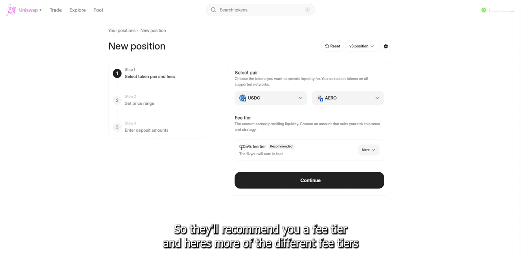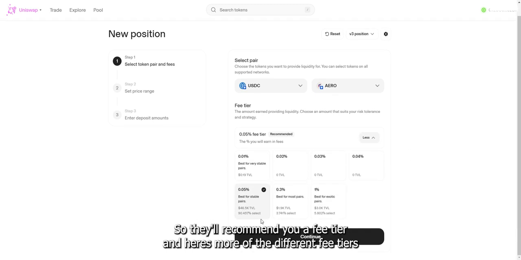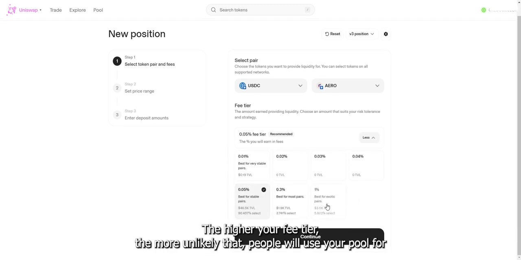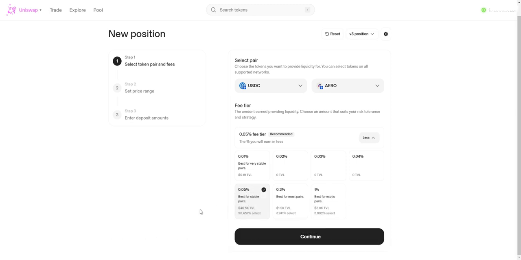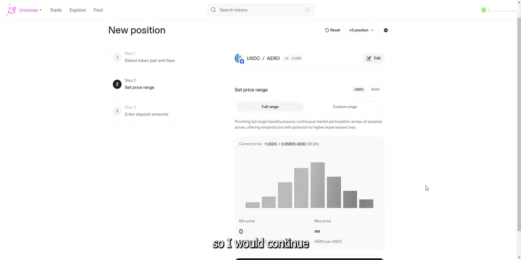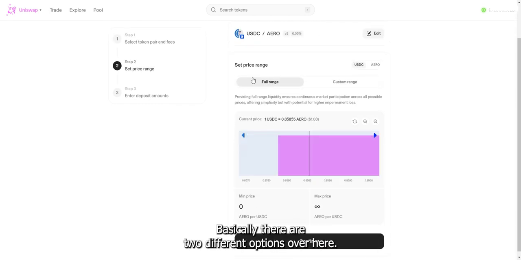They would recommend a fee tier, and you can choose from the different fee tiers. The higher your fee tier, the more unlikely that people will use the pool for swapping, because they will go for a pool that has a much lower fee. So I click continue. There are two different options over here.